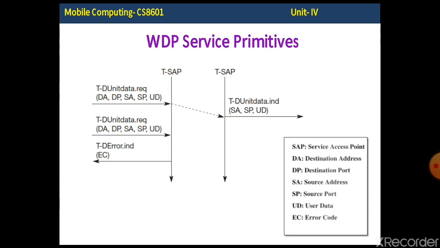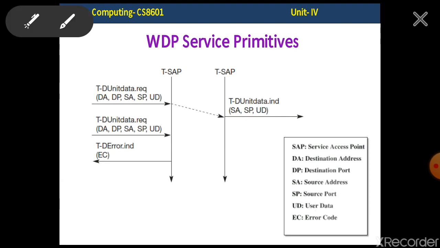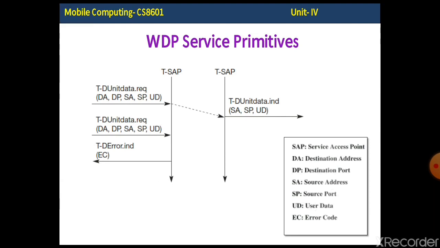Each and every layer will communicate to the other layer through the unit data components. The components consist of 5 different elements. One is called DA. DA means destination address. Next one is DP. DP means destination port. Next one is SA. SA means source address. Next one is SP. SP means source port. Next one is user data, that is UD. Then finally EC. EC means error code.